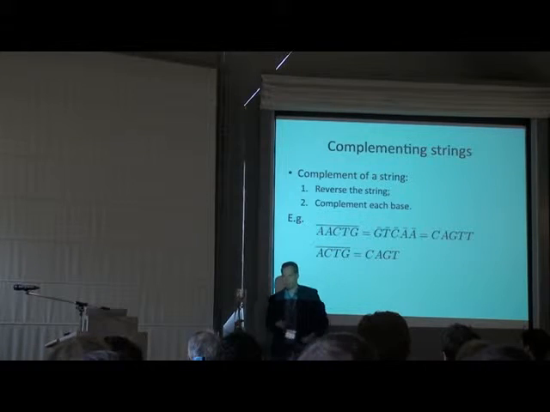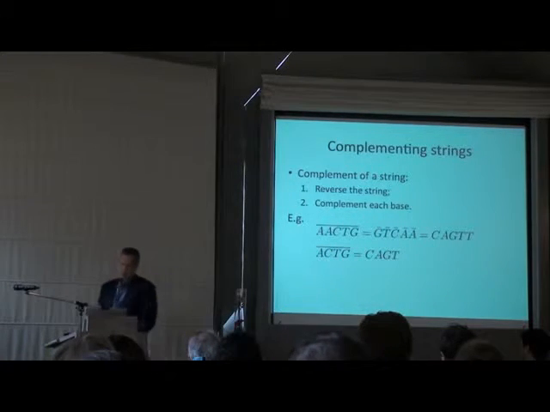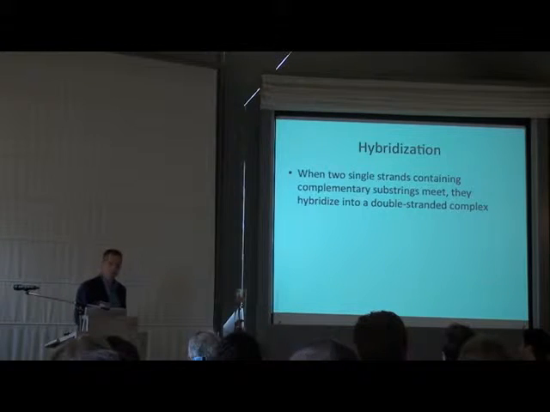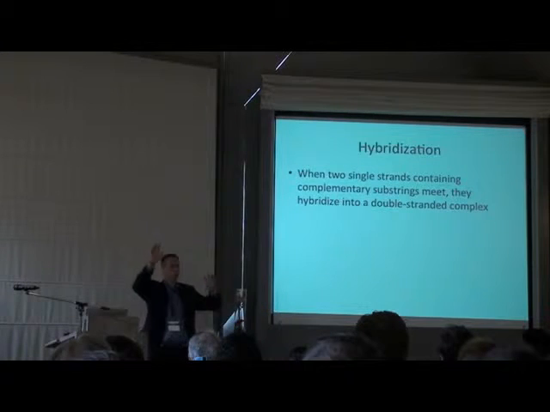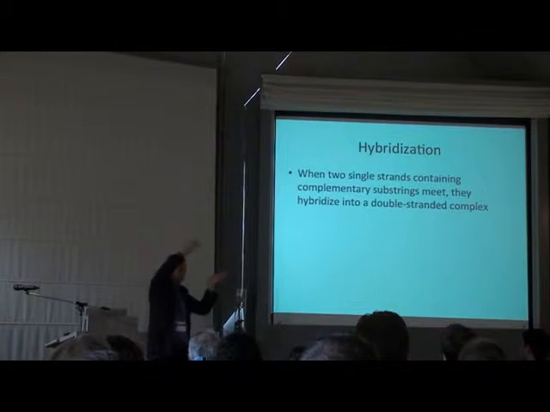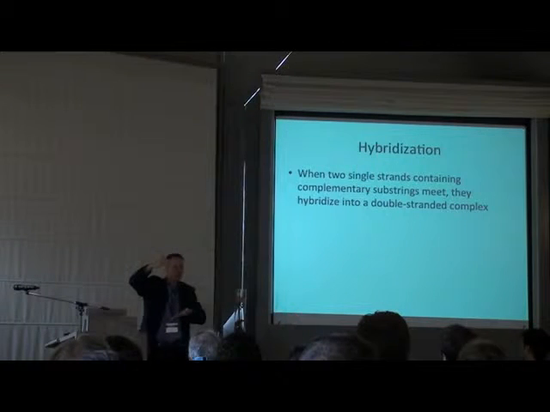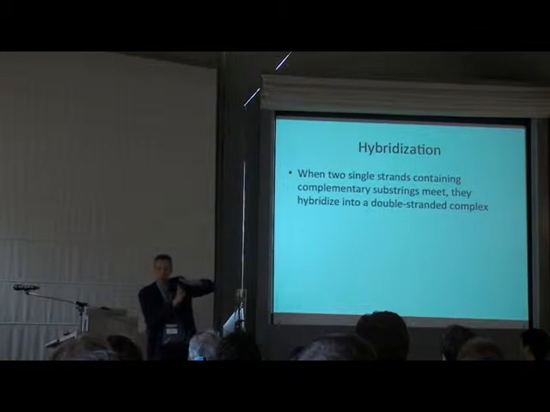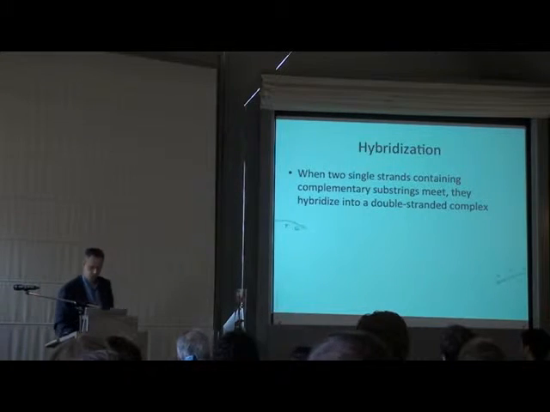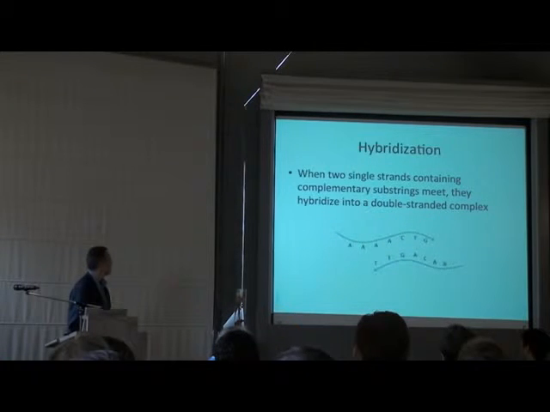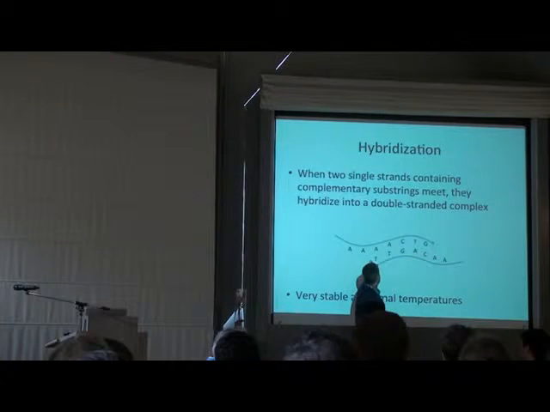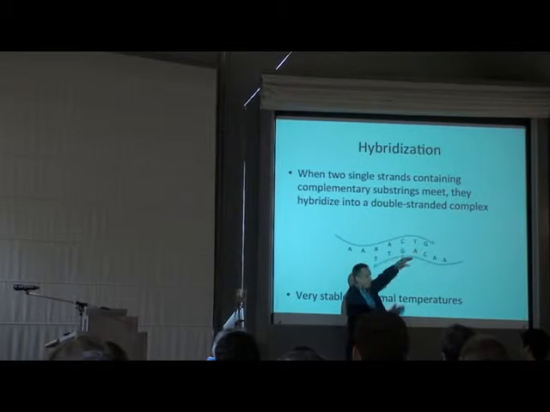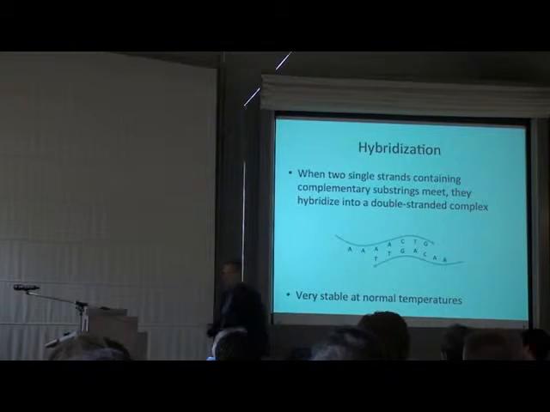And here is a longer example. Okay. Now, the fundamental operation of hybridization is when 2 single strands come close to each other, and these 2 single strands contain substrings that are complementary. Then they will hybridize on these 2 substrings into a double-stranded complex. So we see here 2 strings. They contain a substring which is complementary, AACTG, and this one, the complementary. And so at this place, in this substring, they will naturally form a bond.